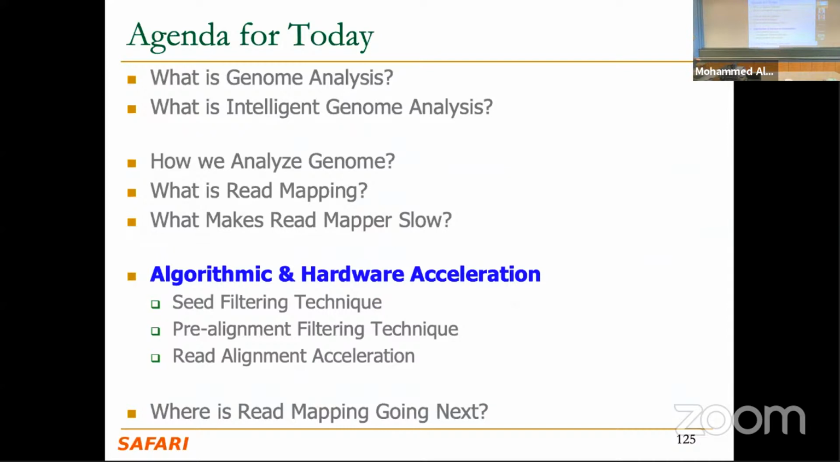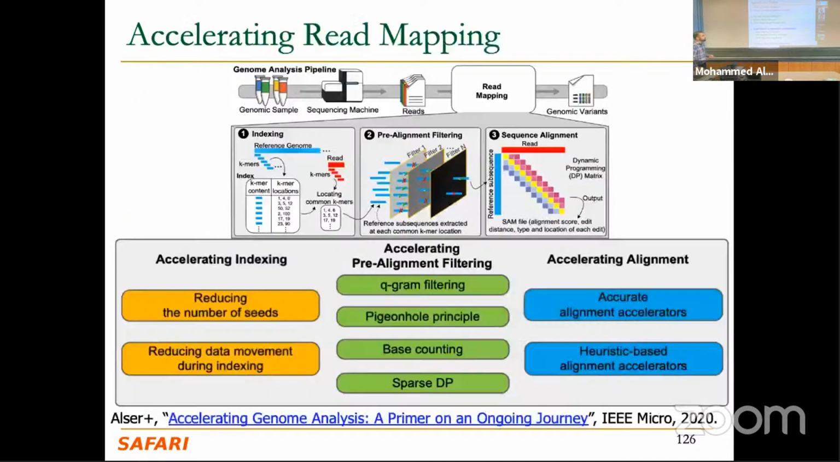Okay, now let's start with maybe the most interesting part, or maybe the most boring part. I don't know, it's up to you, which is our own work from the SAFARI Research Group at ETH Zurich to improve all this story. So this is the first paper where we list or overview all existing methods that try to improve every single step in read mapping.